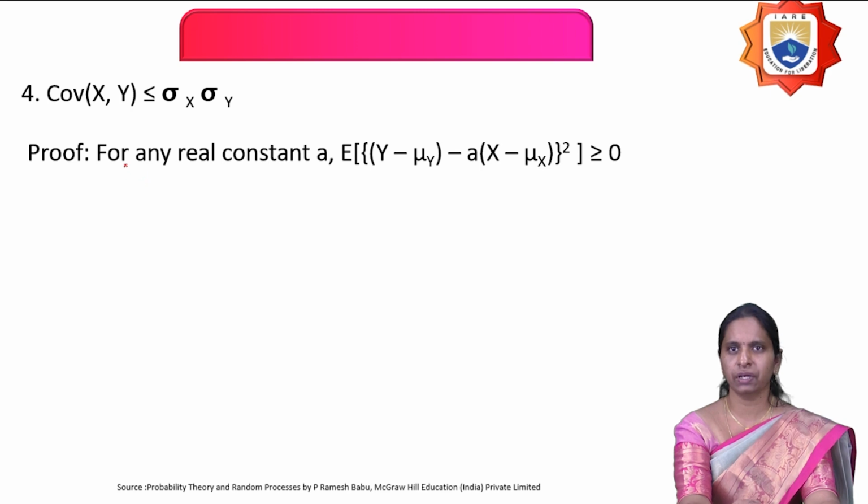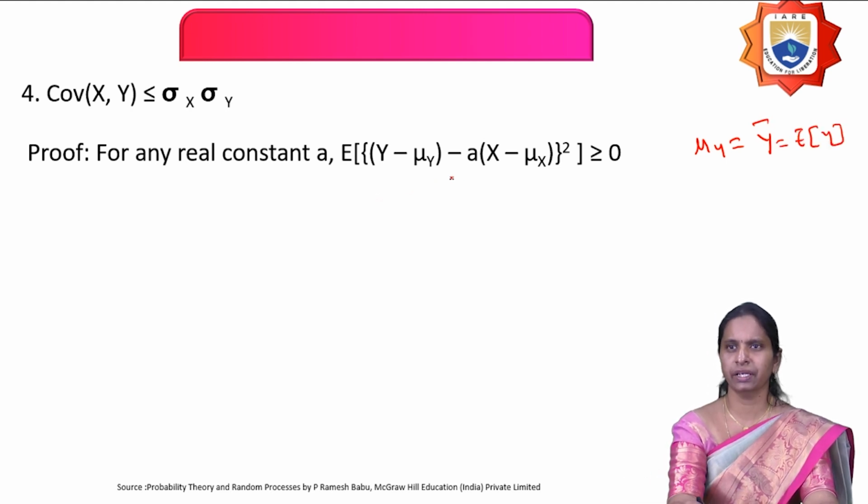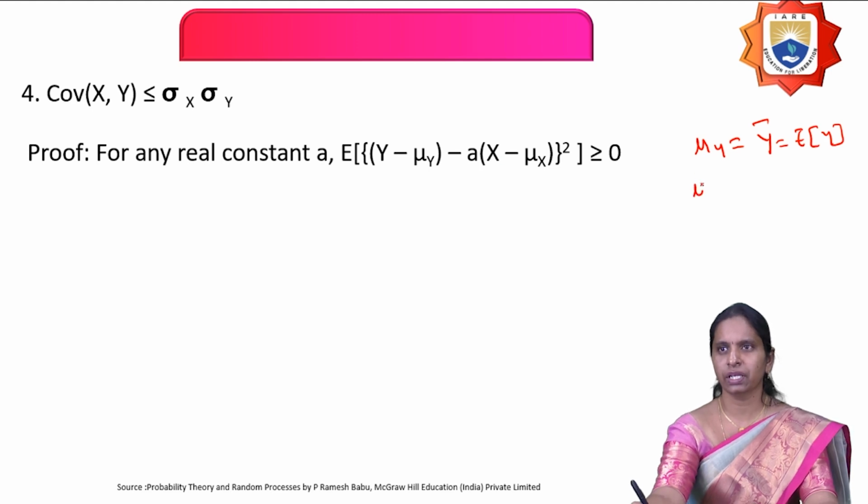Now how do you prove this one? If I want to prove this, first consider expectation of y minus mu y. What is mu y here? It is nothing but y bar, nothing but expectation of y. Minus a. What is a here? It is any real constant, into x, which is the random variable here, minus mu x. So what is mu x? Nothing but the mean of the random variable x, nothing but x bar or also E of x.